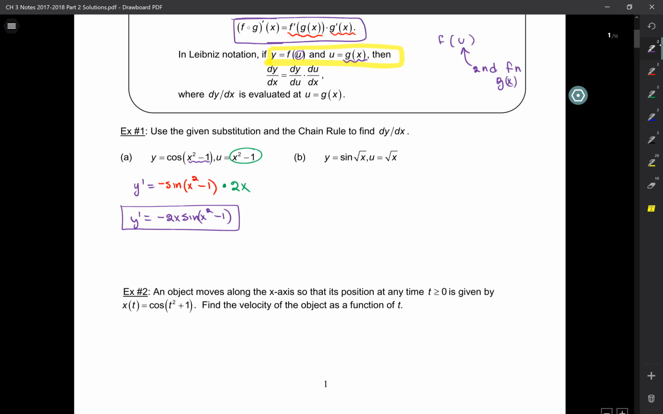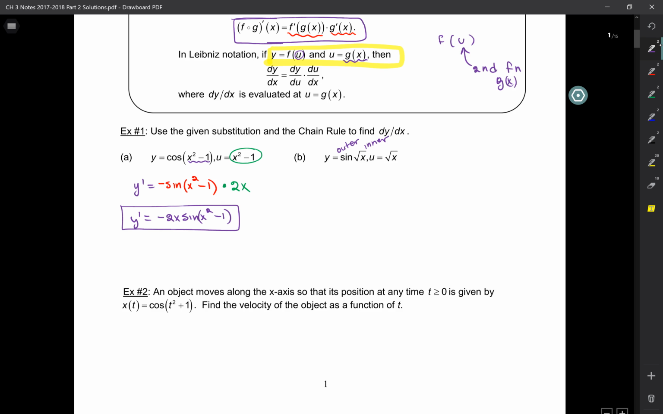Okay, now let's do another one. We have sine of root x. We have two functions here. We have a sine, and then inside the sine we have a root x. A good way to think about these is there is an outer function and an inner function. What is the outside function? It's the sine, and the inner function is the root x.